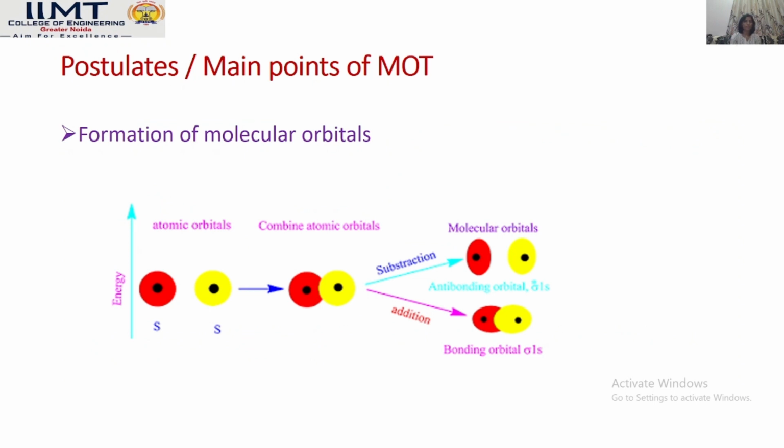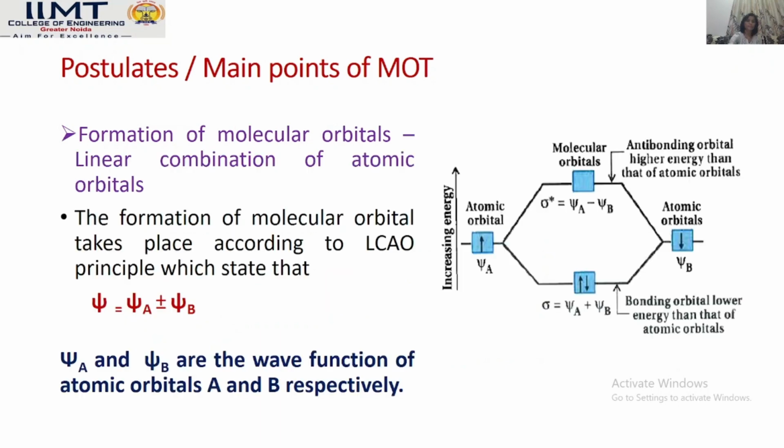Formation of molecular orbitals. Two atomic orbitals combine to give rise to a bonding molecular orbital and an antibonding molecular orbital. Electrons present in the bonding molecular orbital are lower in energy and provide stability. Electrons present in the antibonding molecular orbital are higher in energy and give instability.